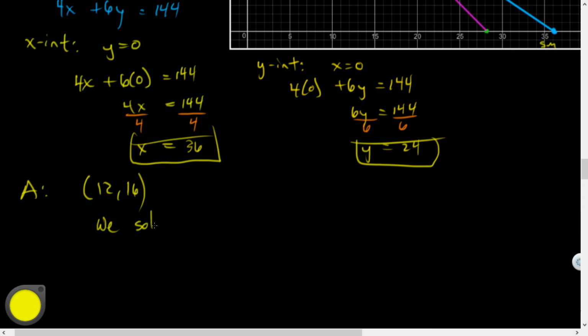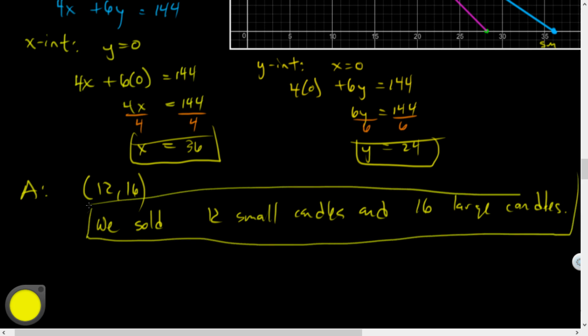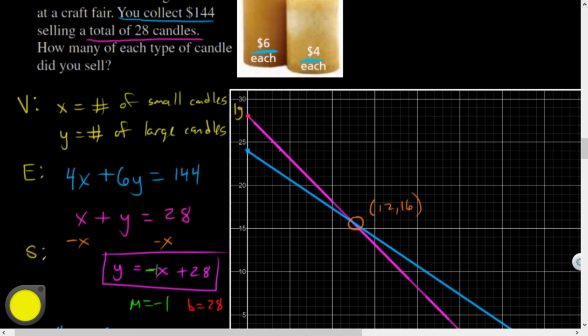So yeah, we sold 12 small candles and 16 large candles. And if I didn't remember what that represented, where could I have found that out? I guess the original question was asking me the number of each type, right? How many of each type did I sell? And also, if I define my variables well, I can then just plug those values, 12 and 16, in for x and y. 12 is number of small candles, 16 is number of large candles, and this would practically write its own answer.